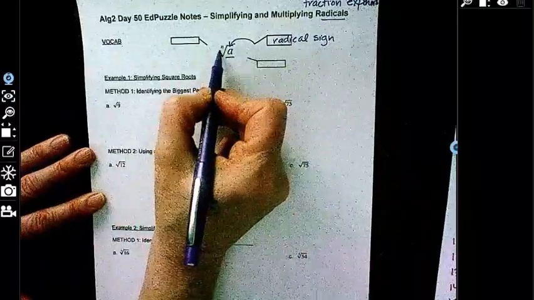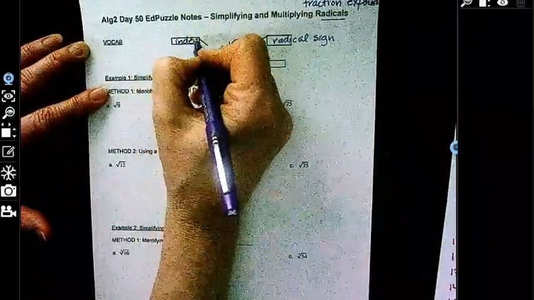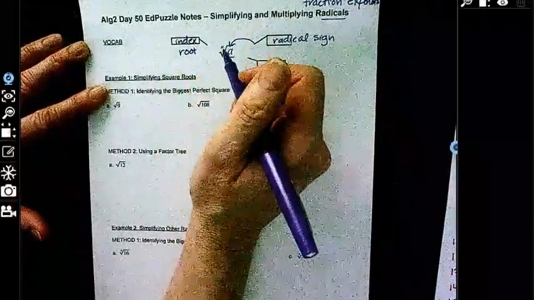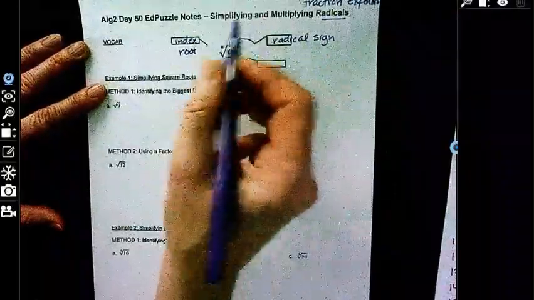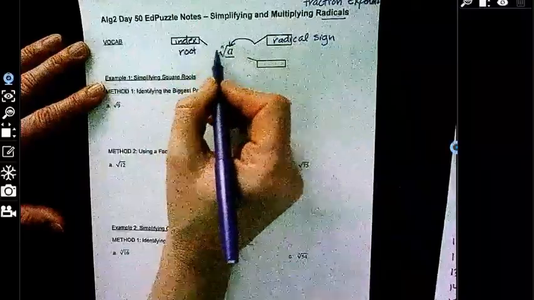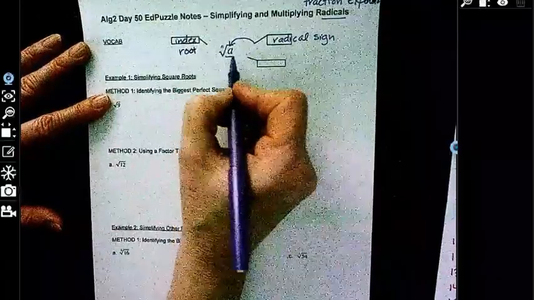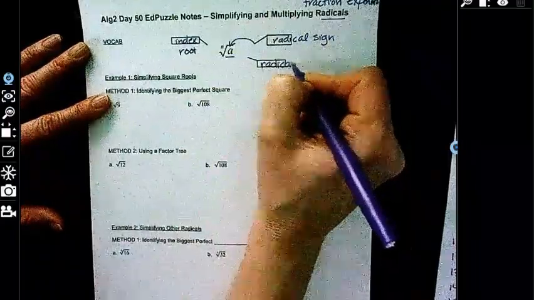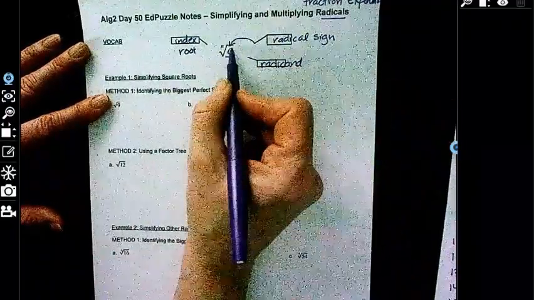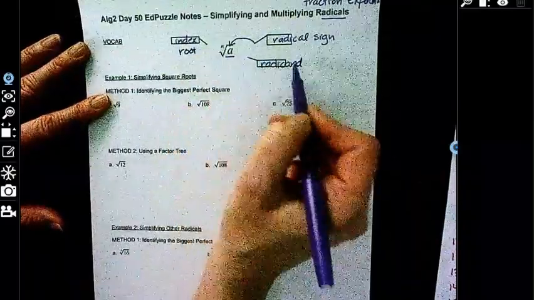But this number right here is called the index. We sometimes also call it the root, like the square root or the cube root. It's actually the denominator of the fraction. This number under the radical sign has a name, and it's called the radicand. So we've got a radical sign, which tells me I have a fraction exponent, we have an index or a root, the n, and we have the radicand.